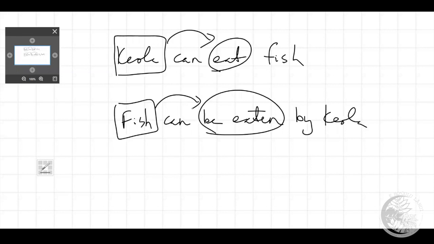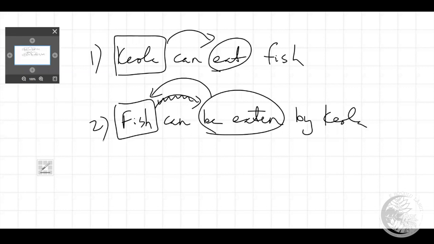The fish is not doing the eating. The fish is not performing the action. So you notice, in this one, it's not the fish that is doing the action, but in fact, the fish is what is being eaten. So you can see it's kind of the reversal. So this, of course, would be the first type, and this would be the second type.